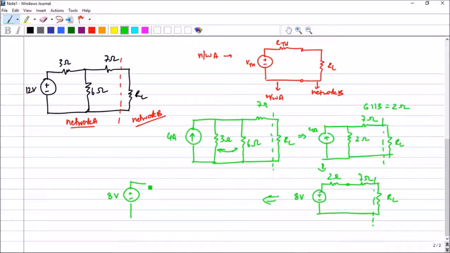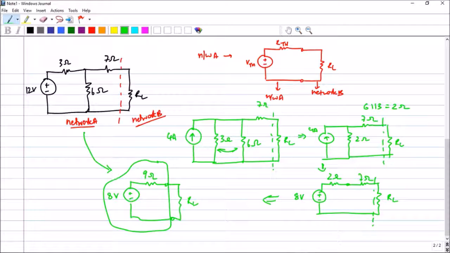2 and 7 are in series, so I get 9 ohms here, and this is my load resistor. So therefore the network A I have converted into a Thevenin equivalent, and that is in compliance with my definition also. I have replaced the entire network by a series connection of an independent voltage source and a resistance. So this is one method of solving.